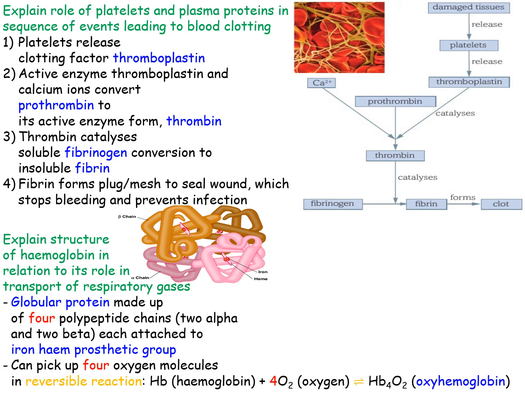And because each polypeptide is attached to one iron-heme prosthetic group, that means that it can bind to 4 oxygen molecules, and that is a reversible reaction. So not only can it bind, which is associate, the oxygen can then dissociate from the iron-heme prosthetic group. So hemoglobin can bind to 4 oxygen molecules to form oxyhemoglobin.